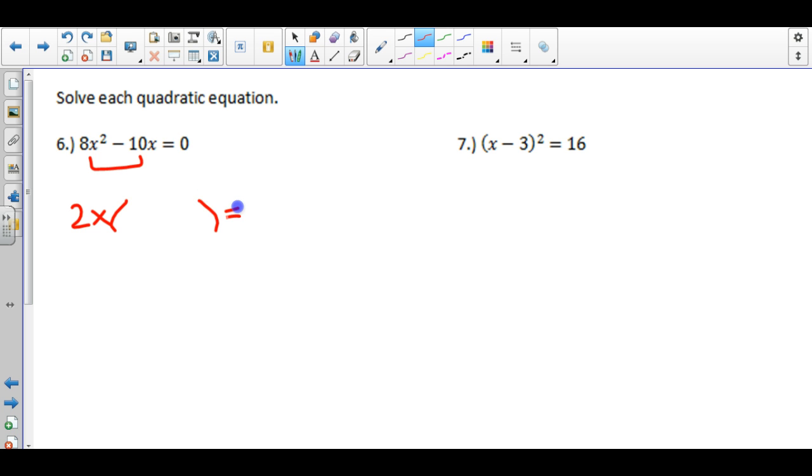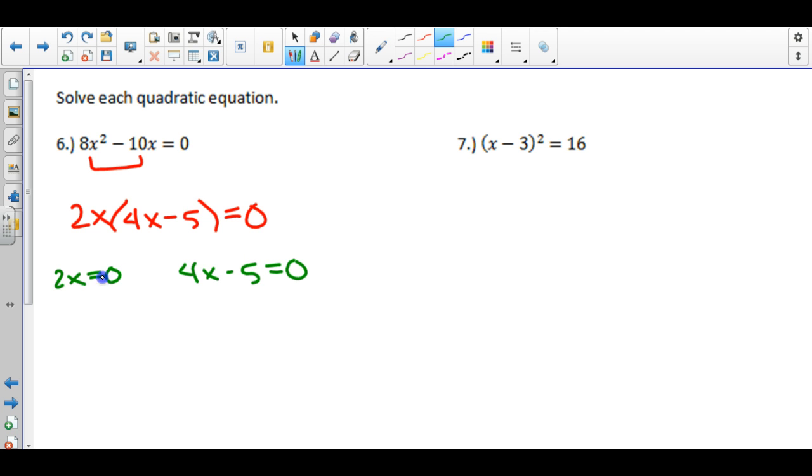And you're going to do this very similar to how we did that last problem, where you're going to divide. 8x squared divided by 2x is 4x, and negative 10x divided by 2x is negative 5. So then all you have to do from here is take the 2x and set it equal to 0, and take the 4x minus 5 and also set that equal to 0.